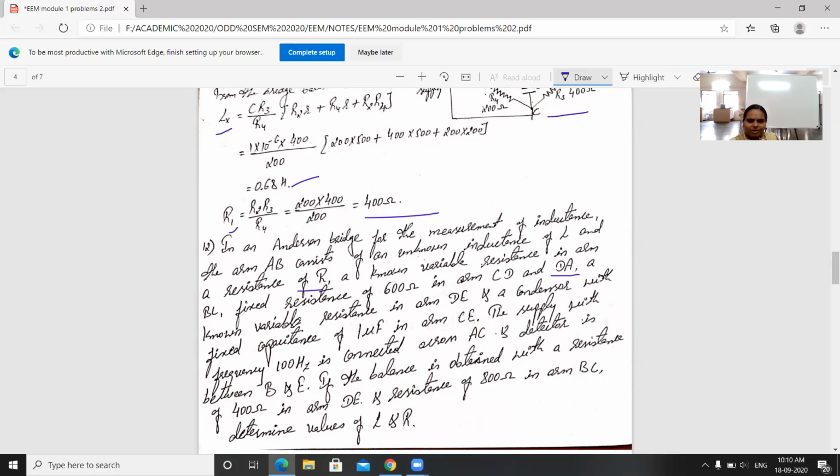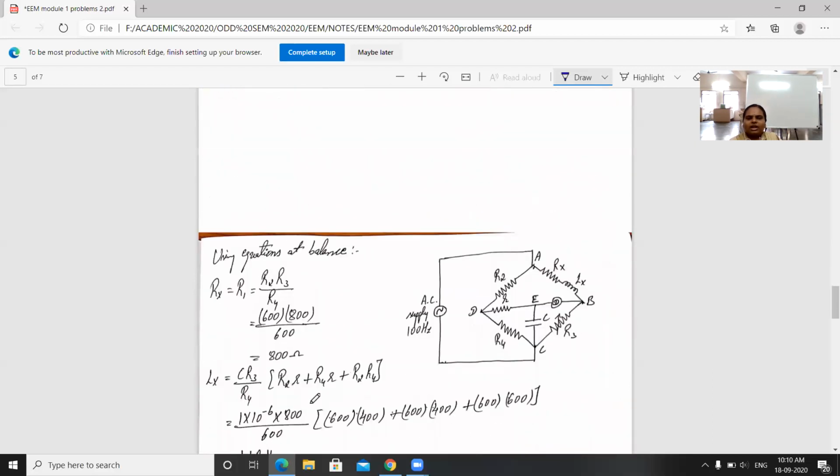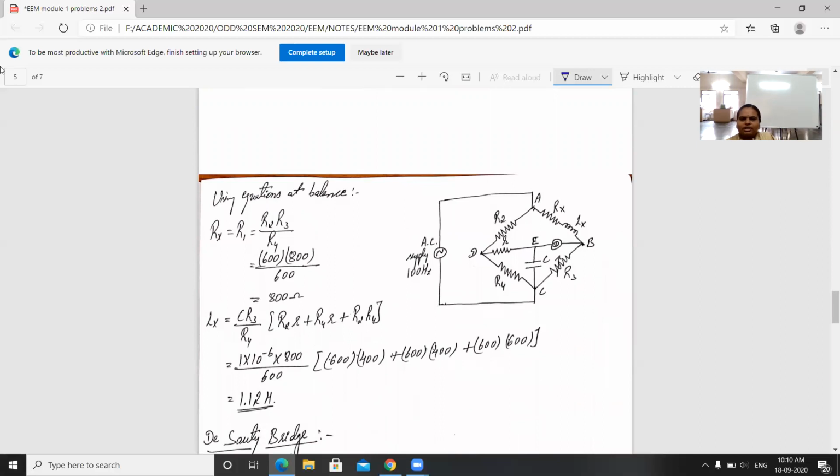Based on the given parameters, we have to go for the construction. Observe here, this is the bridge. Across AB, the unknown parameters, resistance and inductance, are connected. Across AD, R2 is connected, and across arm DC, R4 is connected. Across CB, R3 is connected, which is variable. Across CE, the capacitor, and across DE a small resistance is connected.